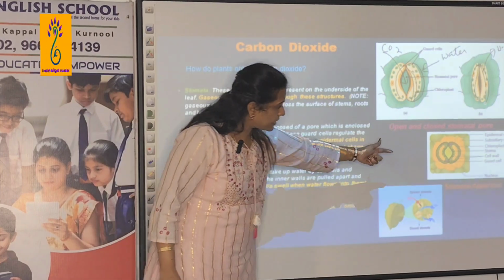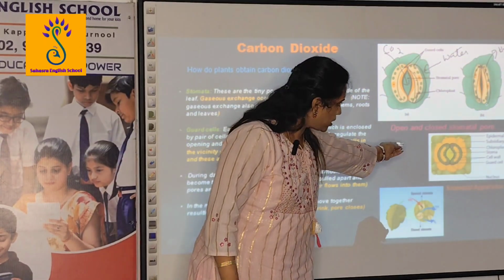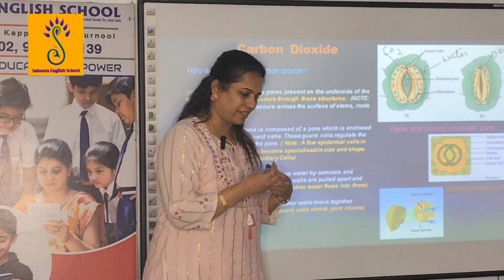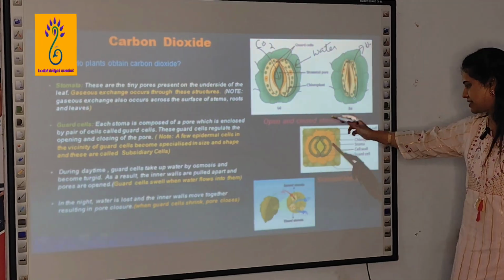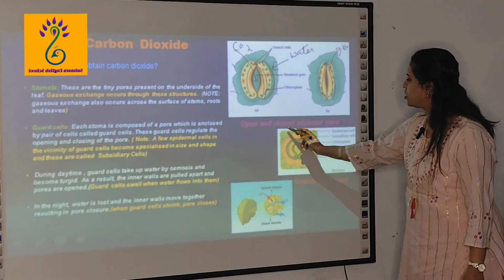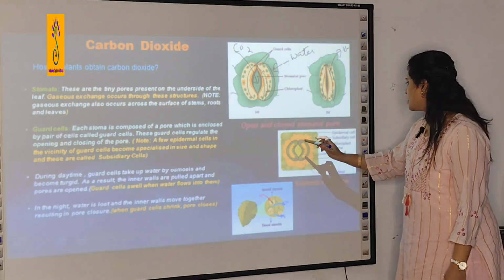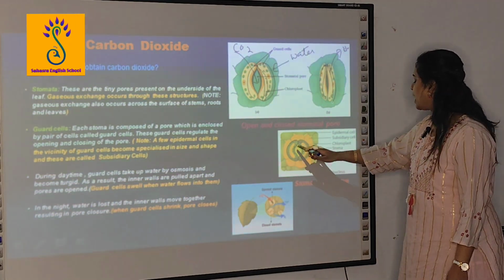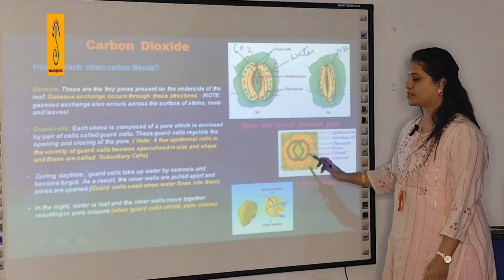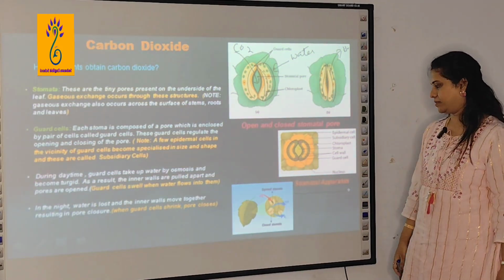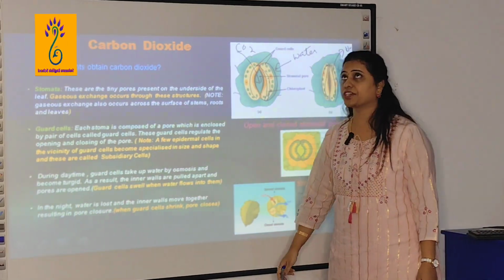If you look at this figure, some epidermal cells undergo some specialization in their shape or size, and they form subsidiary cells. Altogether the guard cells, the stoma and these subsidiary cells are called the stomatal apparatus. Okay, this is the explanation I have given.